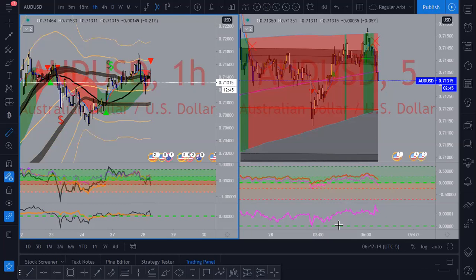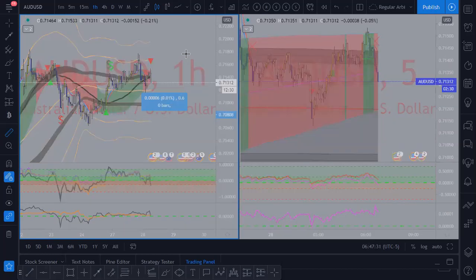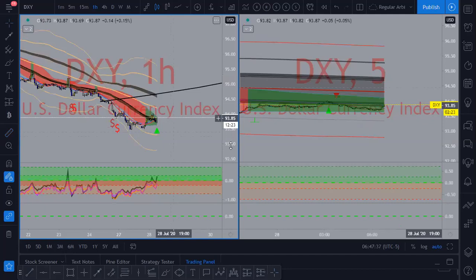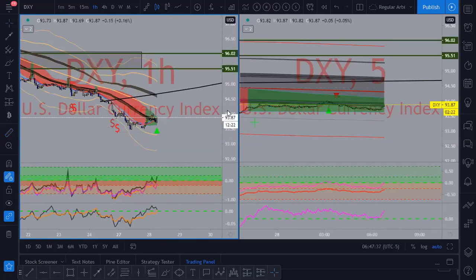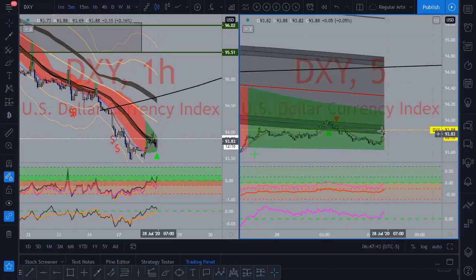Let me check the DXY real quick. Definitely want to check that out. Yeah, the DXY, I was looking at it this morning, it definitely wants to call for the buy. Oh, it actually did call for the buy just right now. So based off of the DXY, it's going to call for the buy very shortly on the 5 minute, probably like the next candle or two. But I'm definitely feeling the AU buy.